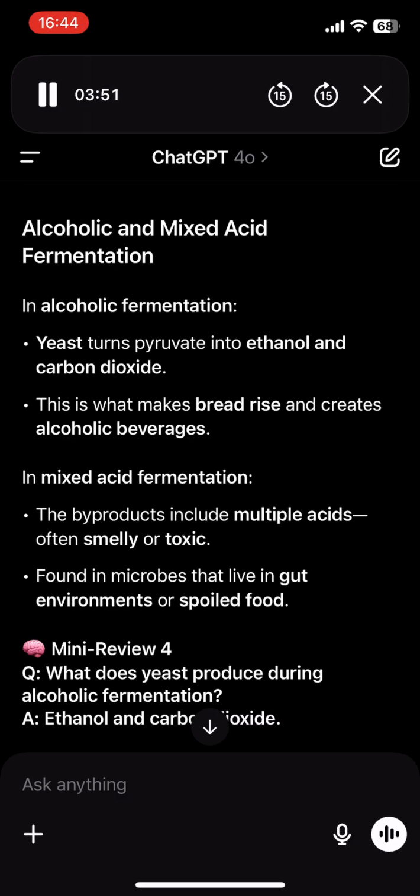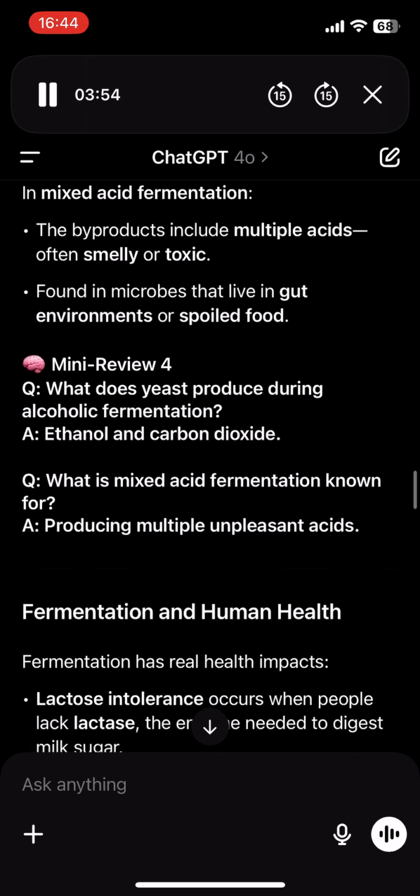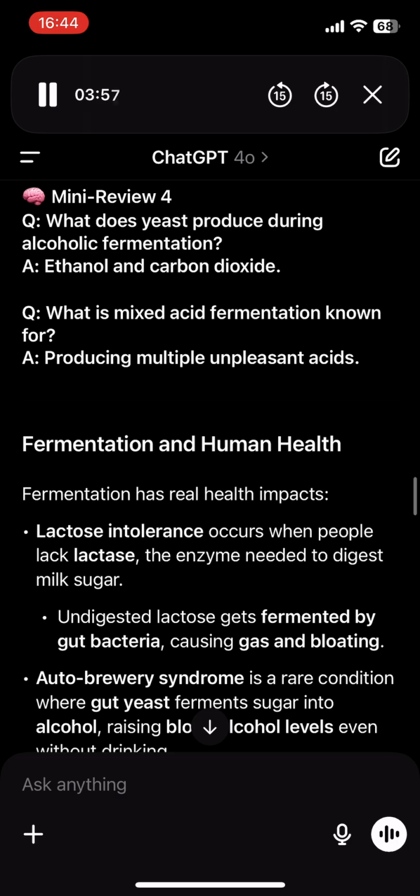Mini review 4. Q. What does yeast produce during alcoholic fermentation? A. Ethanol and carbon dioxide. Q. What is mixed acid fermentation known for? A. Producing multiple unpleasant acids.